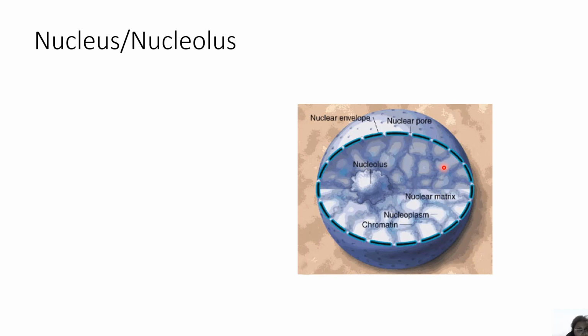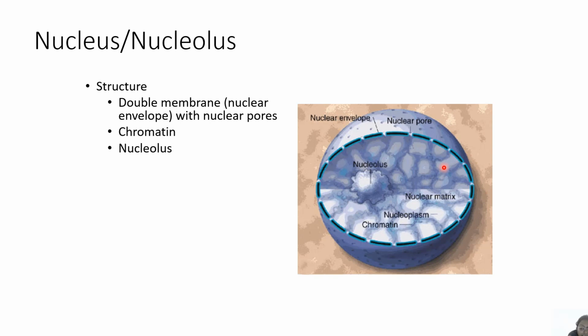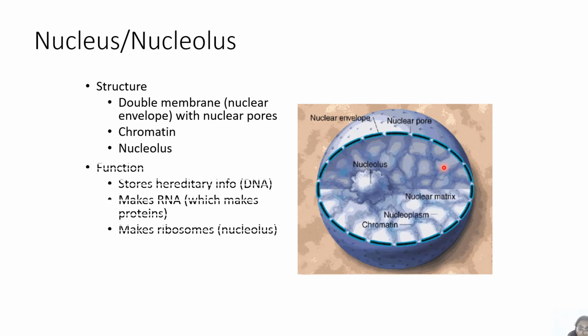So if we start from the nucleus, we all know what a nucleus or nucleolus is. They have a double membrane nuclear envelope with nuclear pores, chromatin and nucleolus, and they store hereditary information like DNA, make RNA which makes proteins, and make ribosomes as well. The nucleolus.